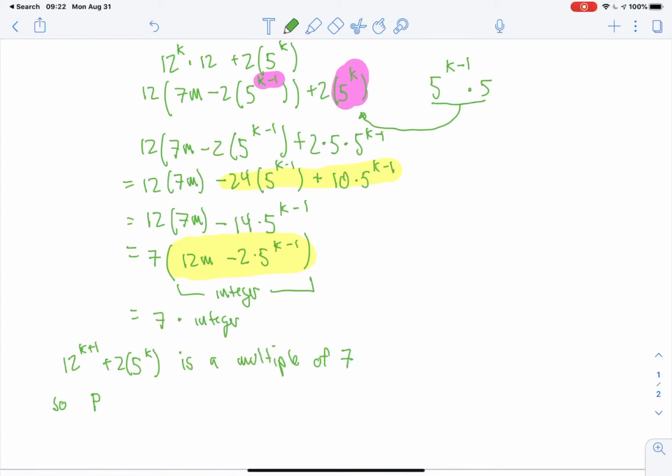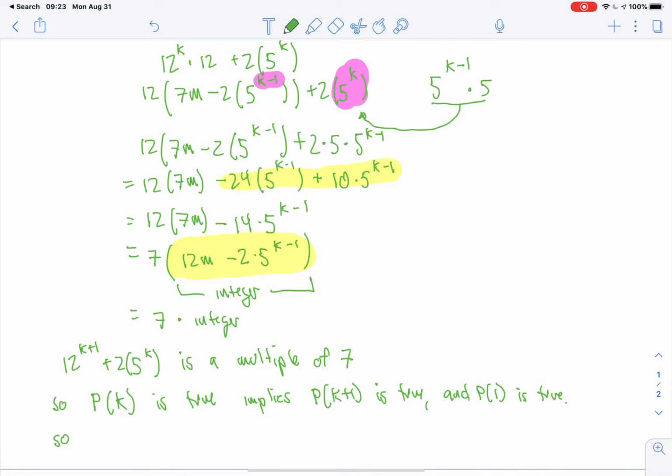So last step of math induction: p of k is true implies that p of k plus 1 is true, and that first thing we did, p of 1 is true. So by induction, we know that p of n, that original proposition, is true. And that's it.